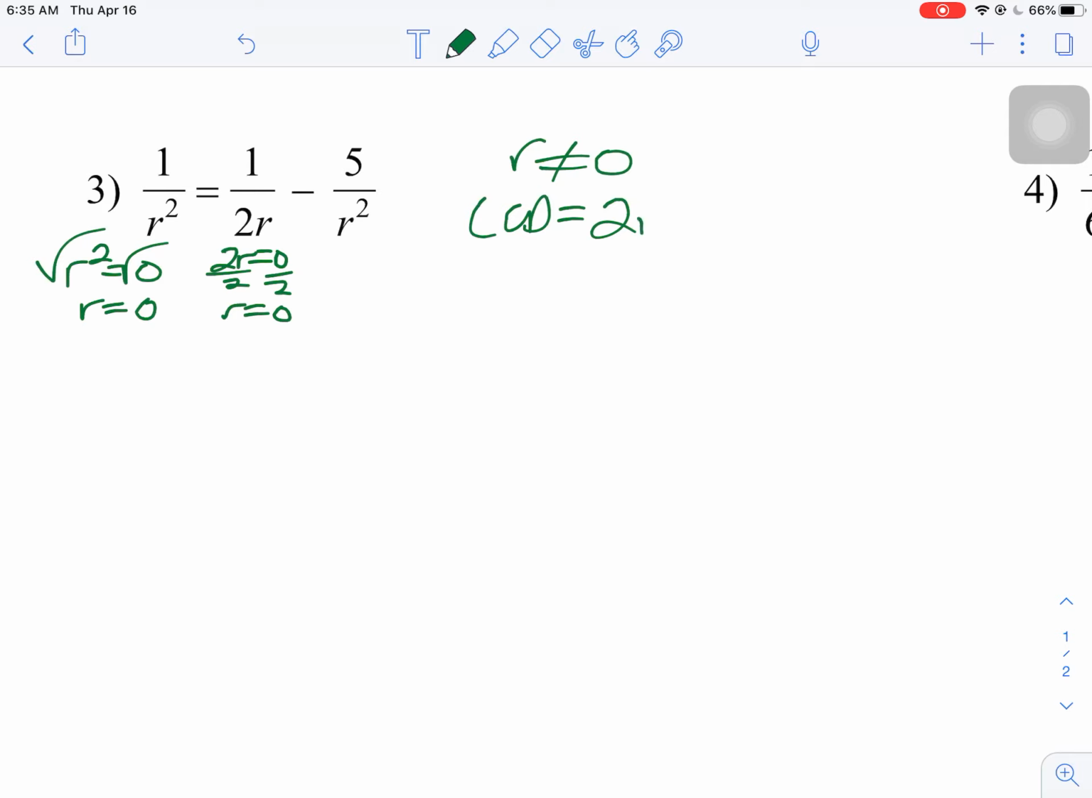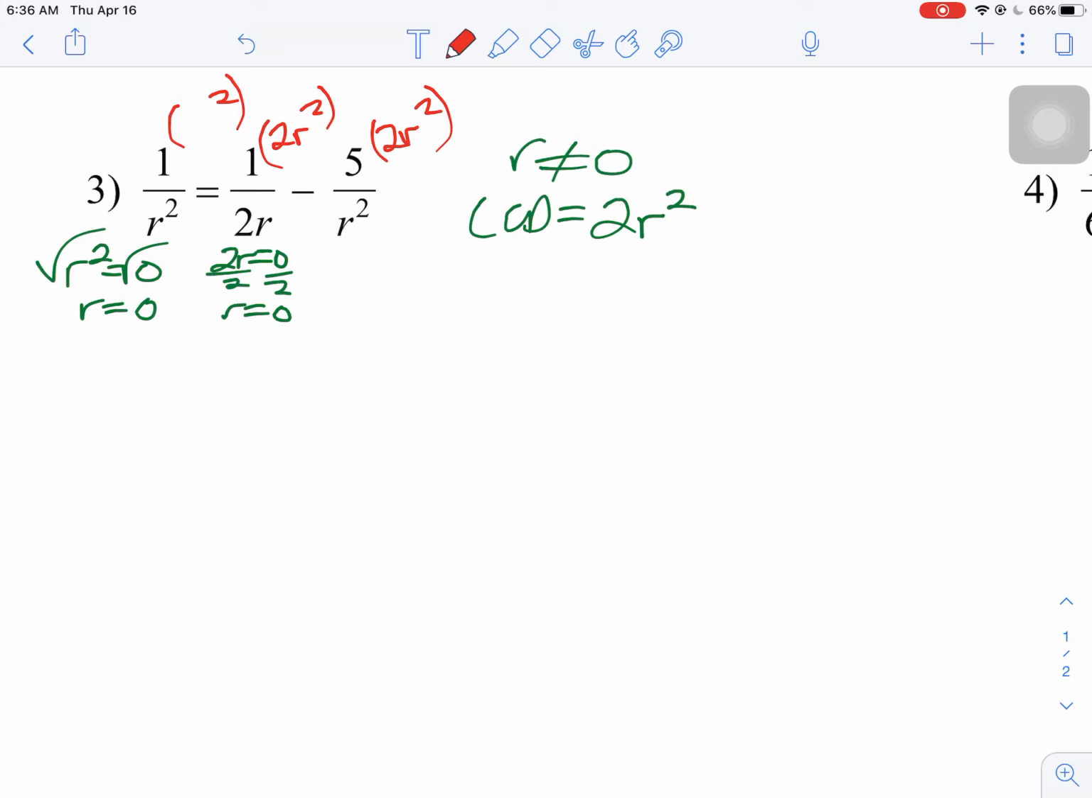And then for our least common denominator, we have the 2. And then instead of just r, we want to go with r squared, because some of these fractions have an r squared in the denominator. And since there's 2 r's being multiplied together in one spot, we need to have that in our least common denominator. So now we multiply every fraction by the least common denominator. So 2r squared, 2r squared, 2r squared.